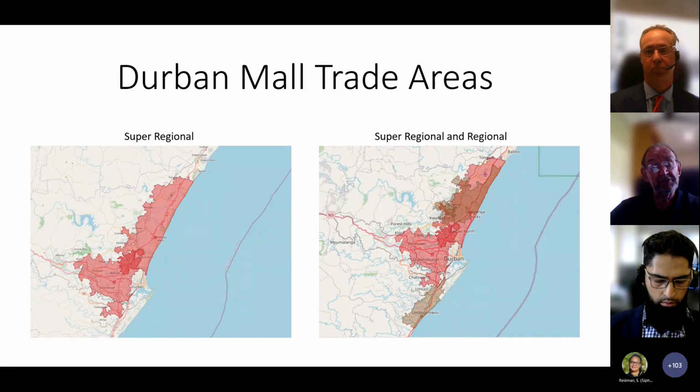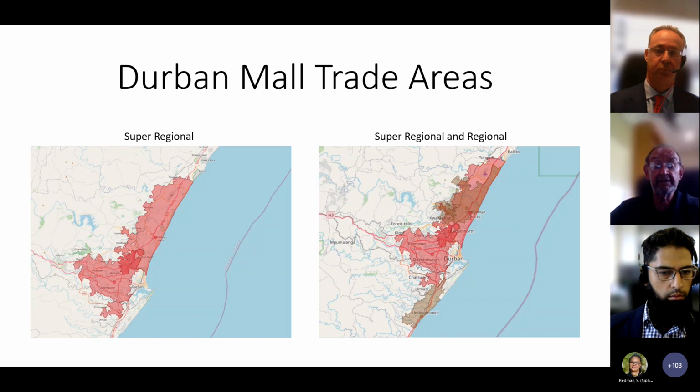Looking at Durban's mall trade areas, the super regionals trading pretty much up and down the coastline, and the regionals adding to south of Durban.